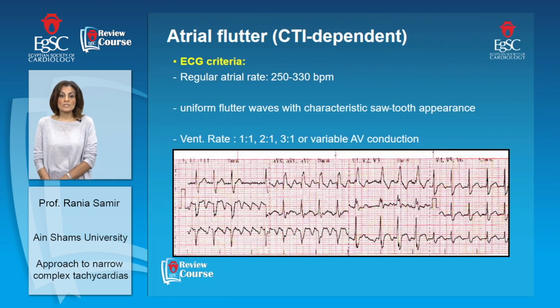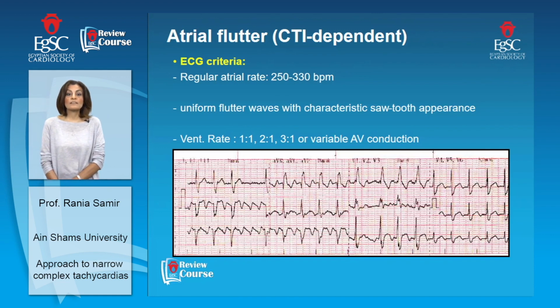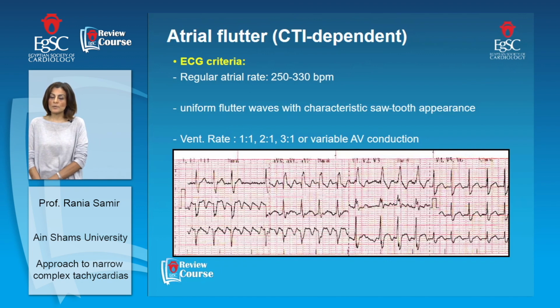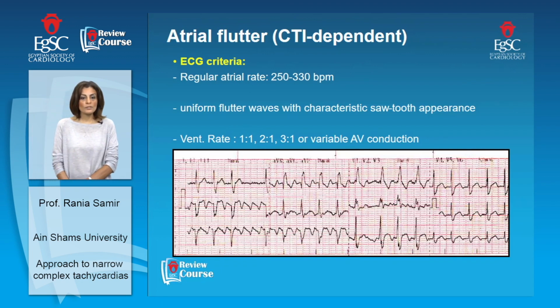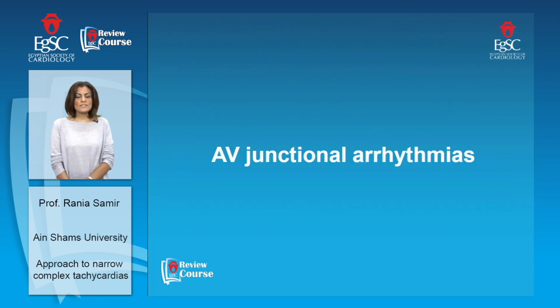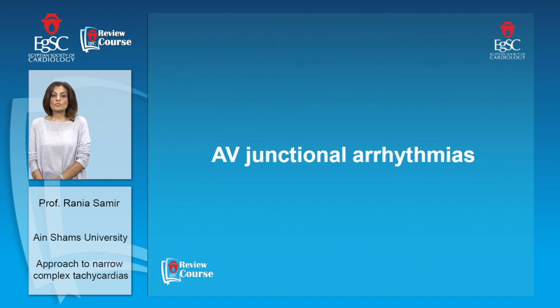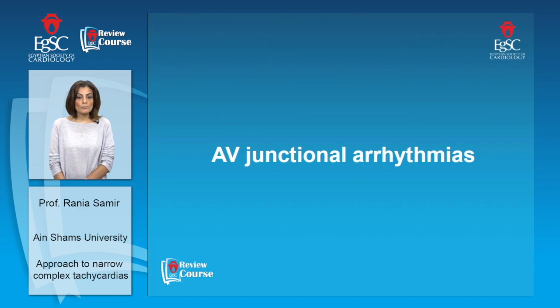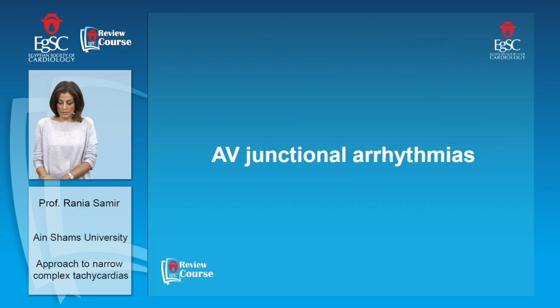But whenever you have an ECG of narrow complex tachycardia with a heart rate reaching up to 300 beats per minute, you have to suspect atrial flutter with 1:1 AV conduction. We'll move secondly to the AV junctional arrhythmias, which are the most common type of narrow complex supraventricular tachycardias.